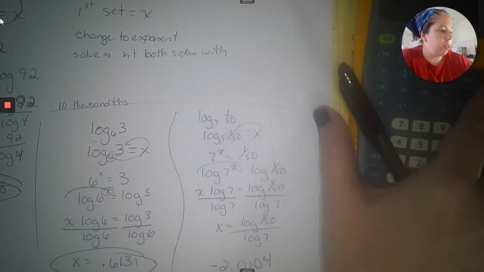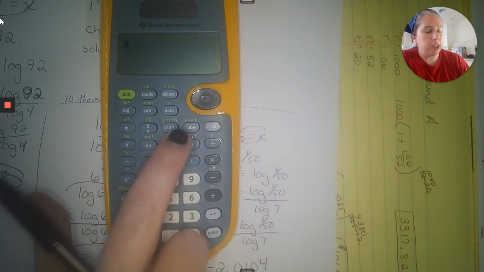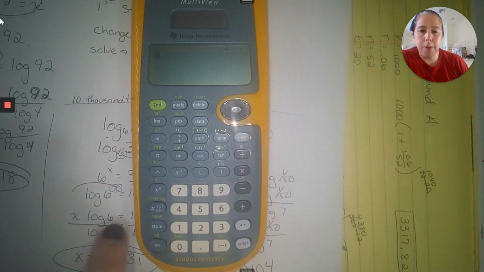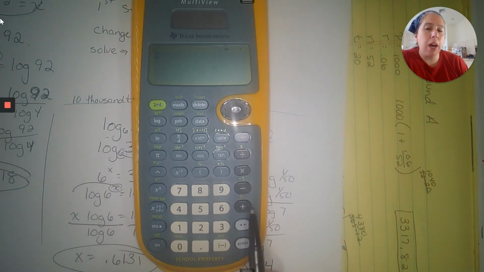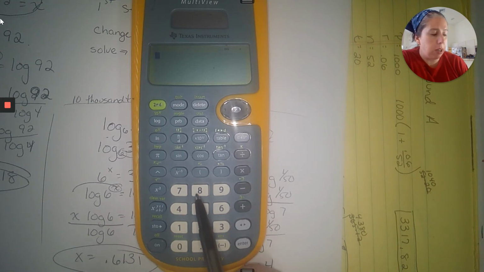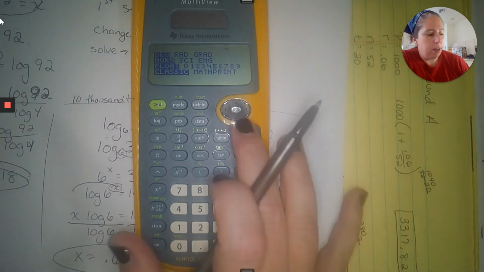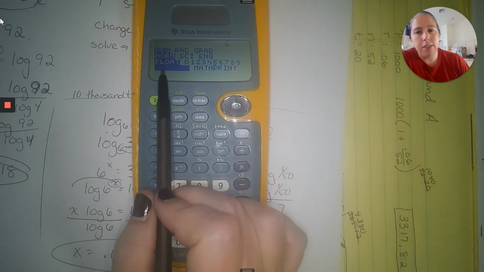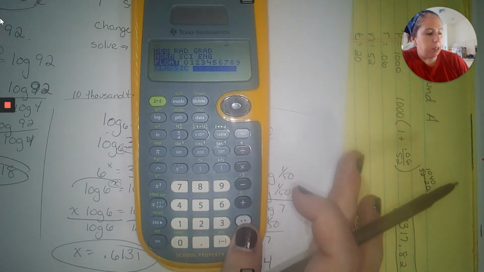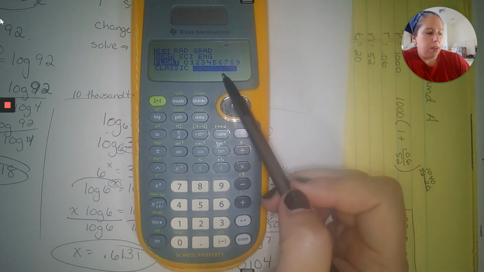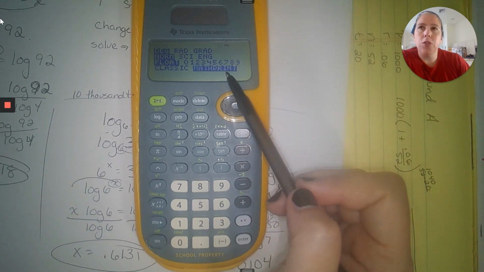The other thing I want to show you on this one is if, when you put a fraction in, it's coming up as a fraction, or when you're doing stuff and you're not getting decimals and you need a decimal, guys, on this one, if you hit the mode button, put it in classic mode. Yours is probably in math print. So that's what's giving you answers that are fractions when you really want a decimal.